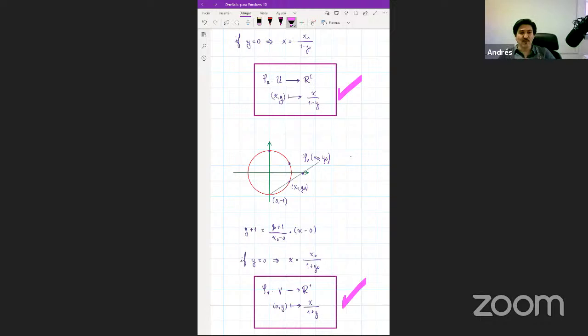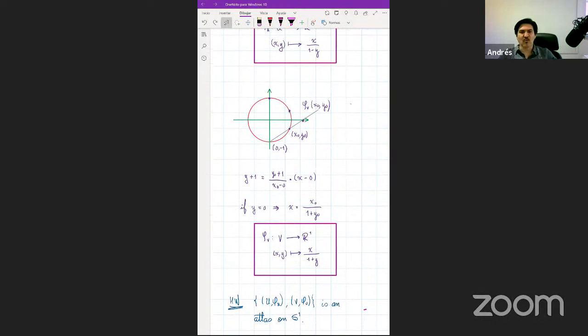So in order to conclude that we have an atlas, we have to check that those two charts are compatible. So that will be a homework. Check that those two charts are compatible, and the conclusion will give you an atlas on S1. Okay? So that's homework number 1. Any questions?